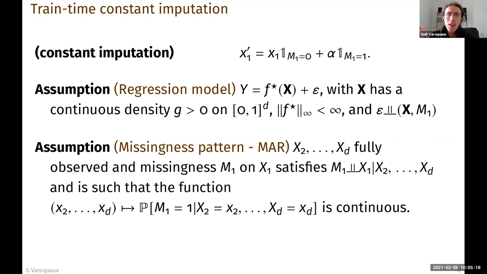First, I'm assuming that my regression, my link between X and Y, is sufficiently regular. And those assumptions are here. And then second, same as before, I'm assuming that my missing mechanism is also sufficiently regular. Here we have made the assumption that we have only one variable on which there is missingness. And the important thing is that the function that gives me the probability of missingness is continuous.